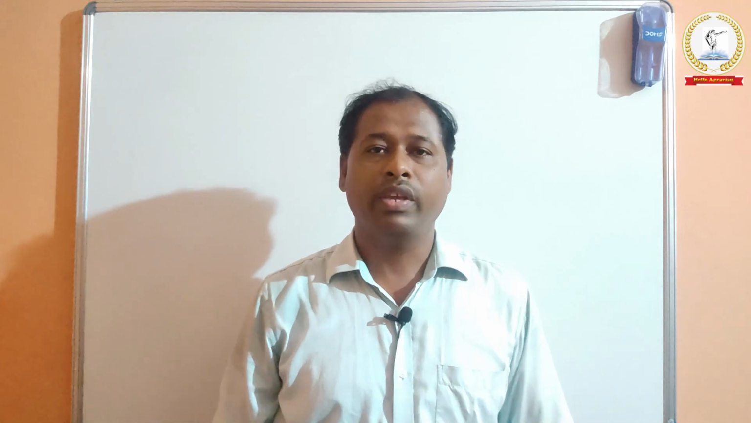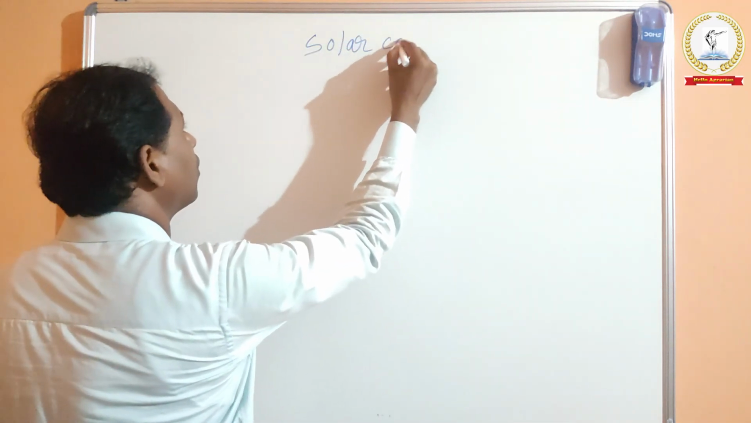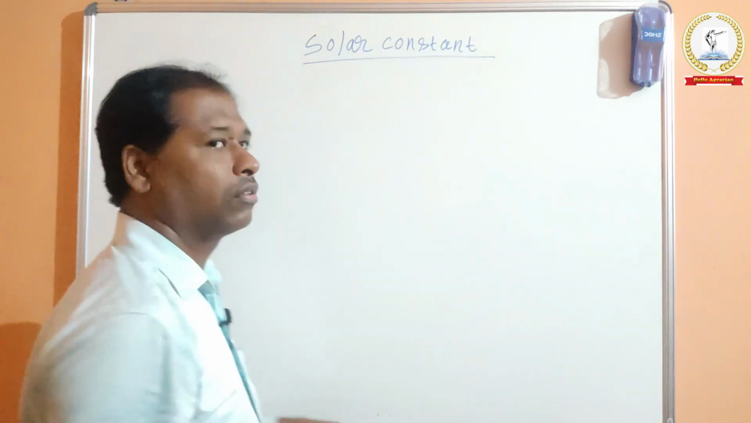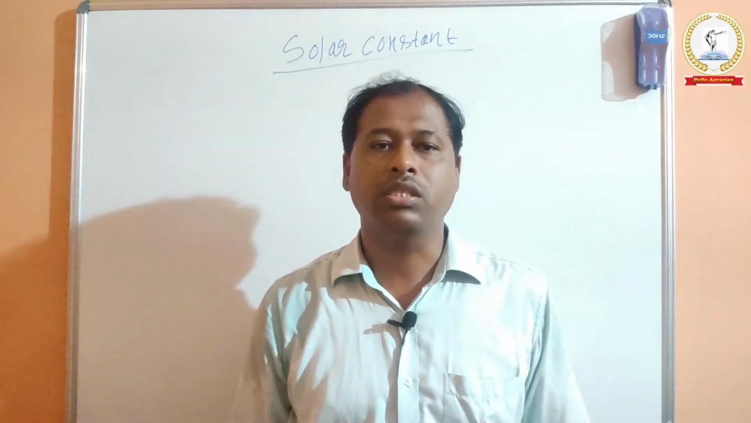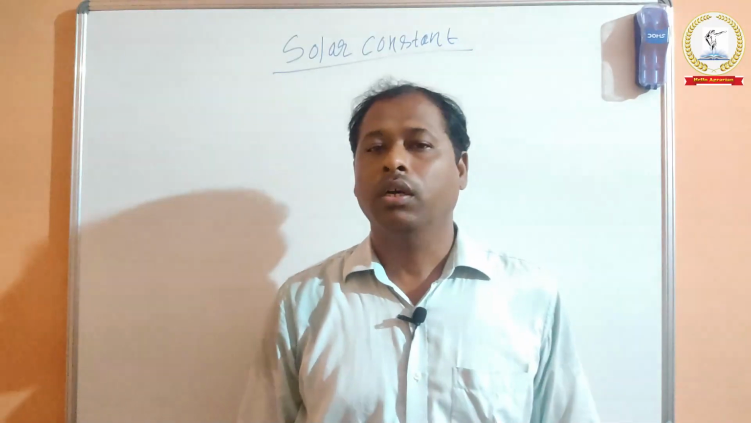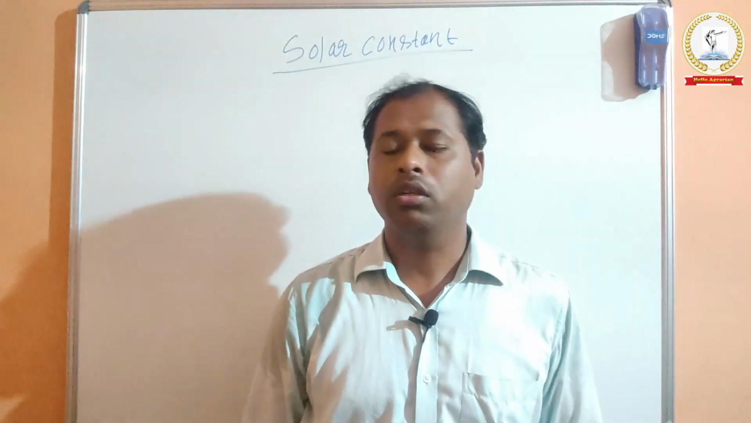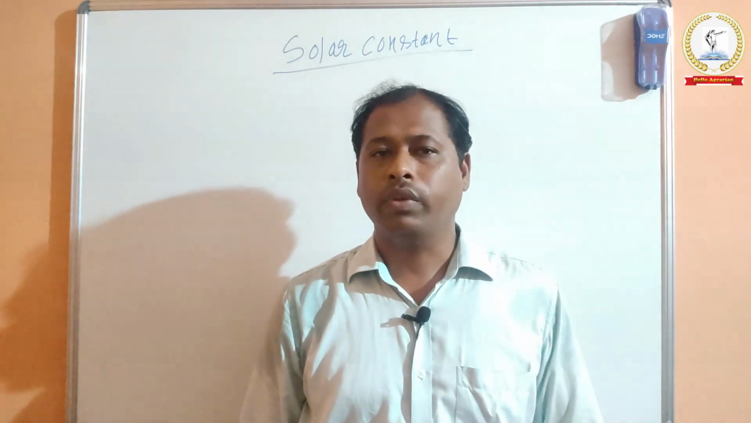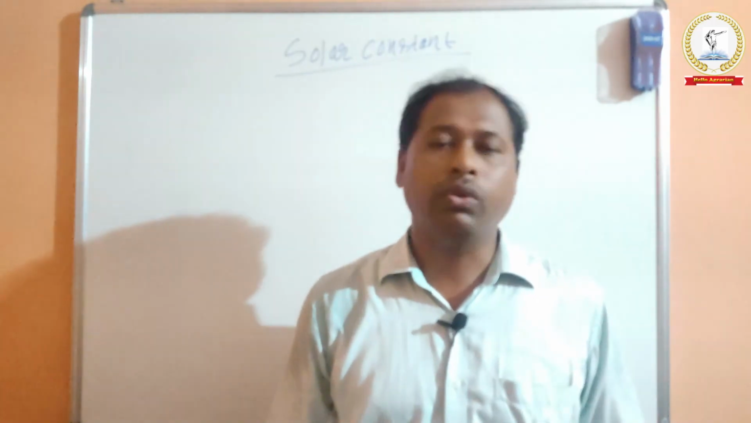In this video, we are going to see solar constant. Since our life on the earth is totally dependent on the sun's energy, it is useful to quantify how much of the energy reaches the top of the atmosphere. So it is called solar constant. We can define solar constant as amount of energy falling on the earth's surface per unit area per unit time.